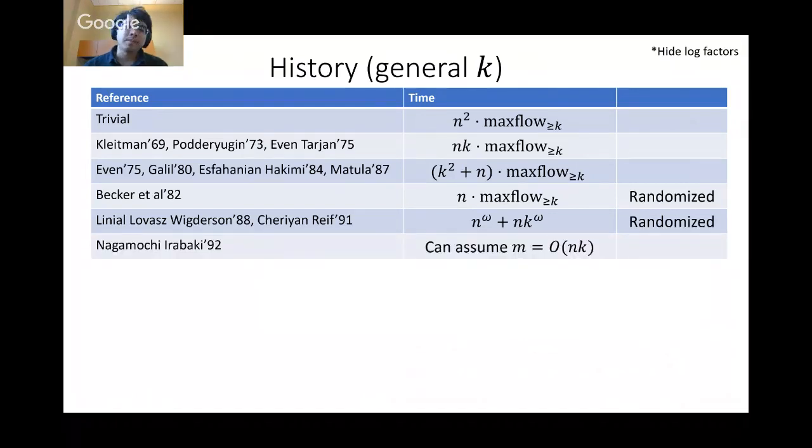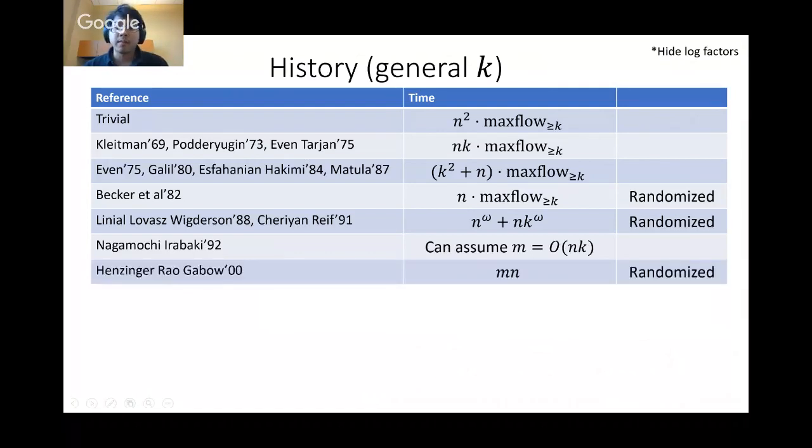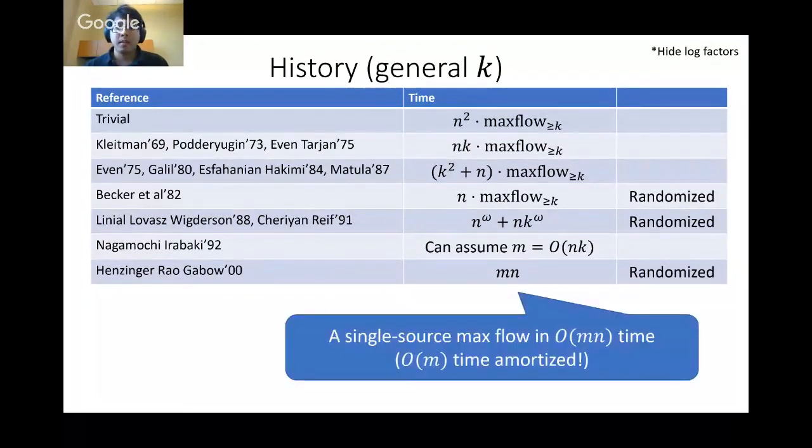And then a work by Nagamochi and Ibaraki says that we can assume that the graph is quite sparse, M is like NK. And then people like Henzinger, Rao, and Gabow show how to solve this problem in MN time. The idea in this work is really to show how to solve single source MaxFlow, like the work in Becker et al., in MN time.